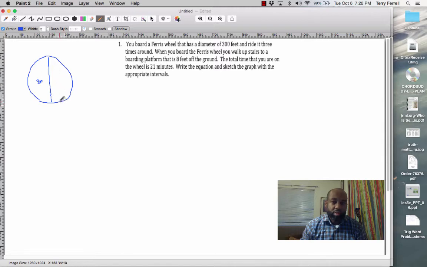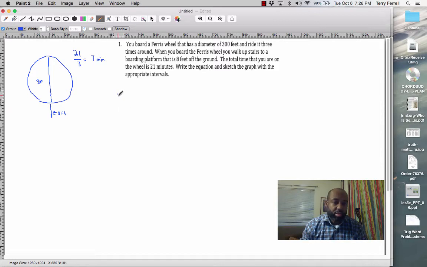When you board the Ferris wheel, you walk upstairs to a boarding platform that is 8 feet off the ground. This is 8 feet. The total time that you are on the wheel is 21 minutes. Remember, it's 3 trips, so it's 21 minutes divided by 3 for each trip. So that's 7 minutes per spin of the Ferris wheel. Write the equation and sketch the graph with the appropriate intervals.